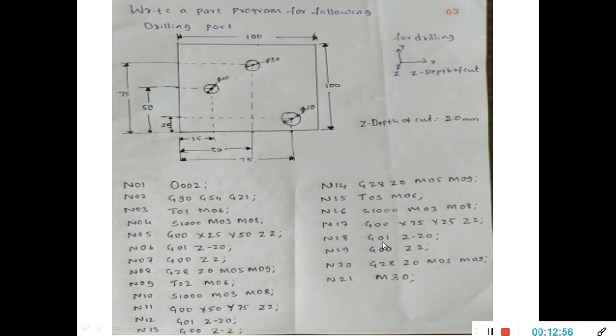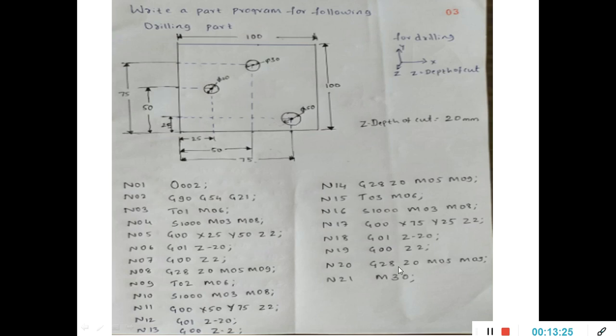Then G01, linear interpolation, Z minus 20. So Z minus 20 means the tool is slowly penetrating the work surface to produce the hole in this workpiece with the depth of cut 20 mm. Once the final drilling of this hole is over, G00, Z2. Again the tool is moving rapidly out of the hole to a height of 2 mm above the surface of the workpiece. Then all the 3 holes are over.